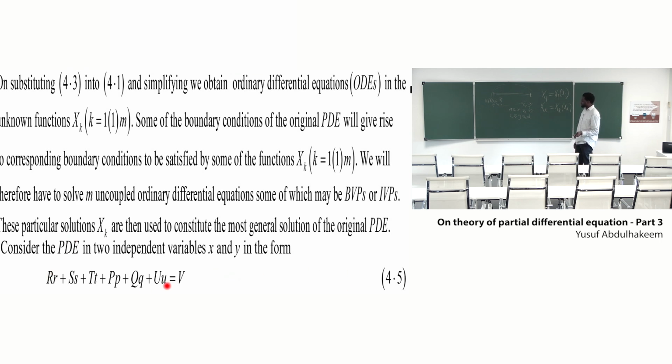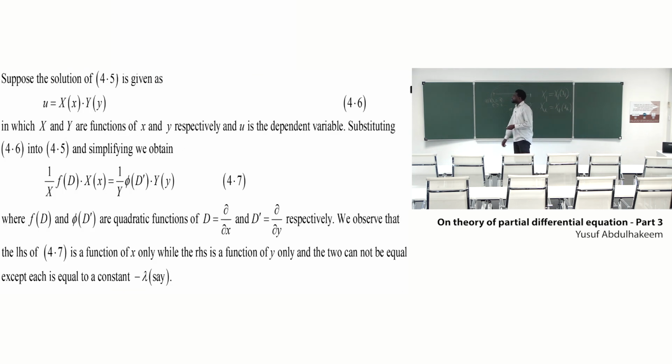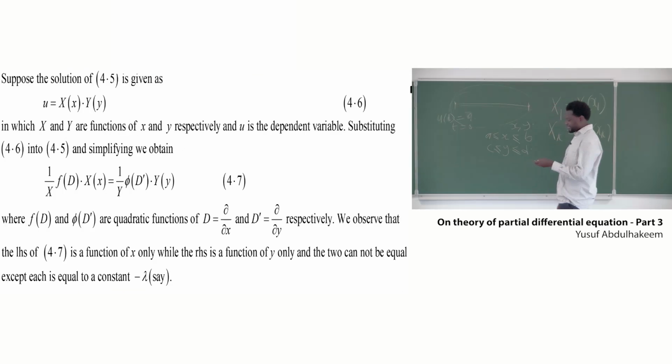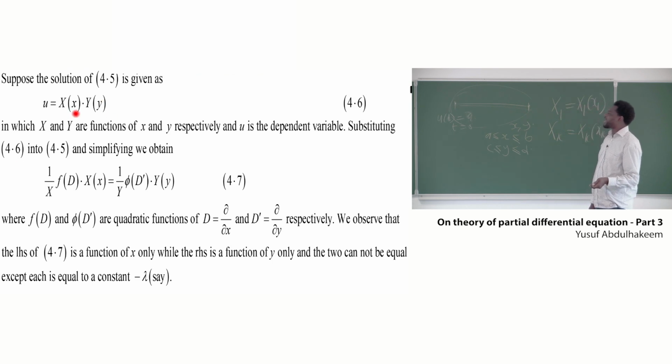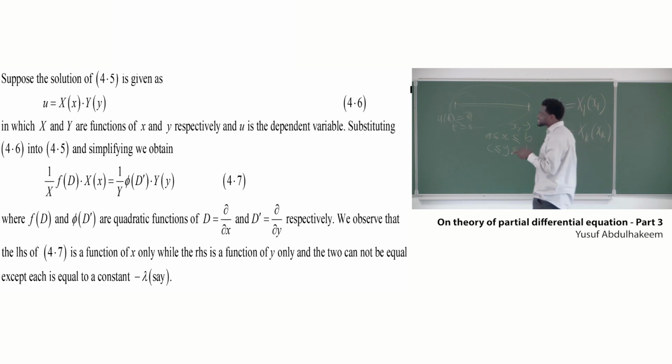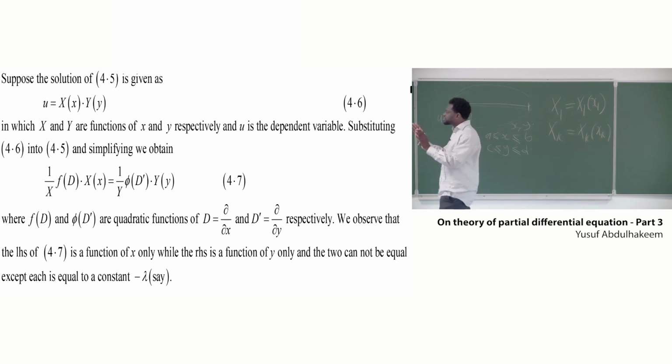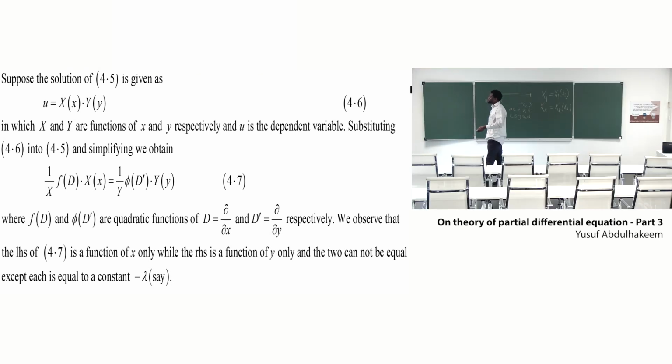This is one of the types of differential equation that was discussed in our last lecture. Suppose the solution of 4.5 is given as u equals X of x and Y of y. Of course, the differential equation depends on x and y, so we are now going to assume the solution of the unknown function to be the product of two functions, each of which depends on one independent variable, in which X and Y are functions of x and y respectively, and u is the dependent variable, or we call it the unknown function.